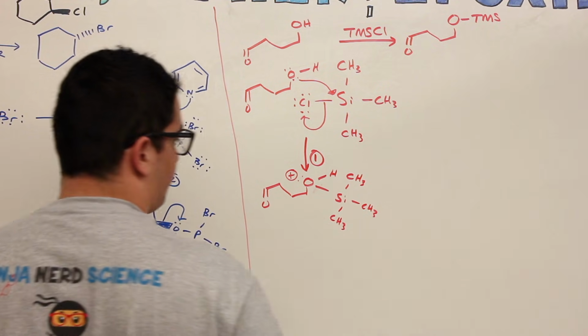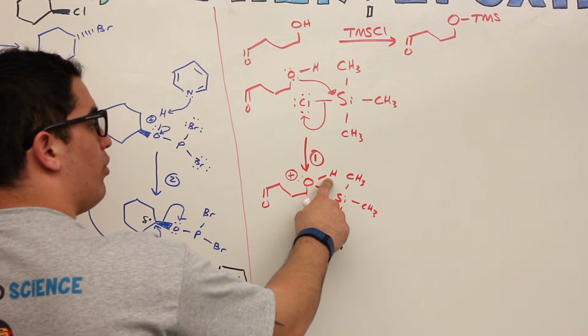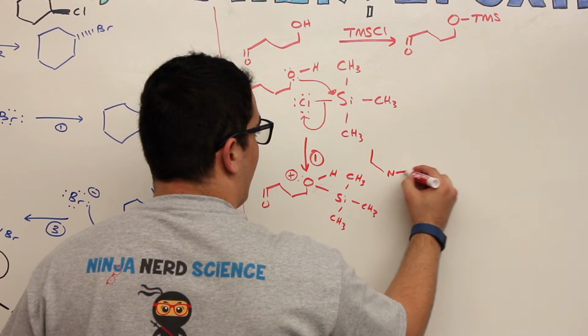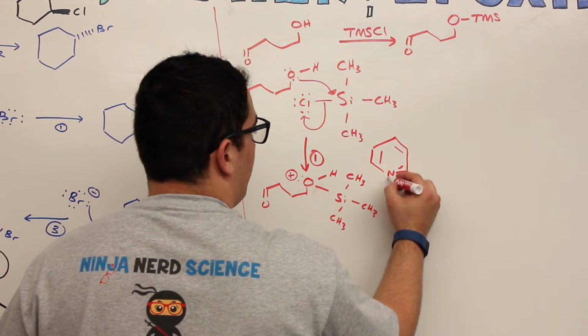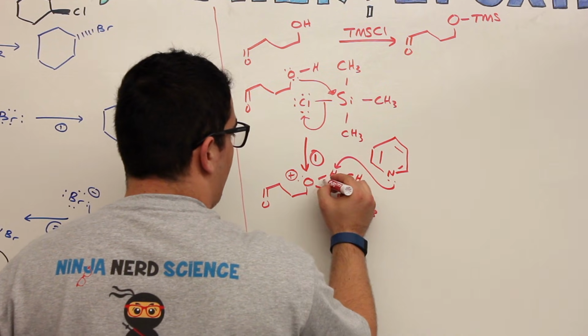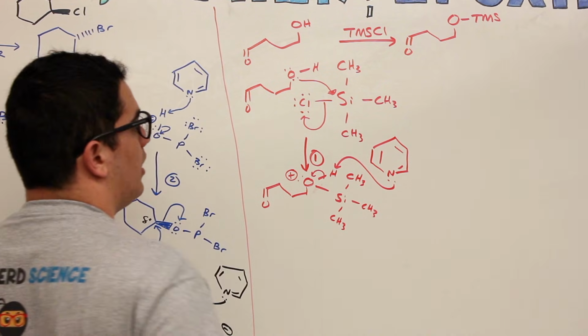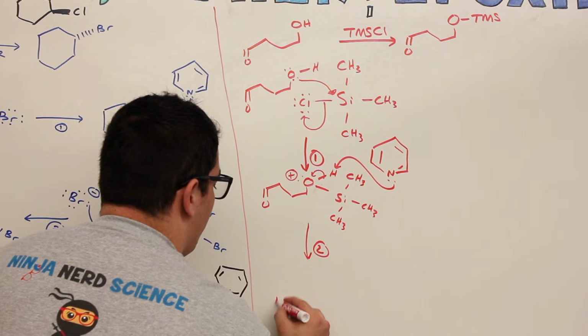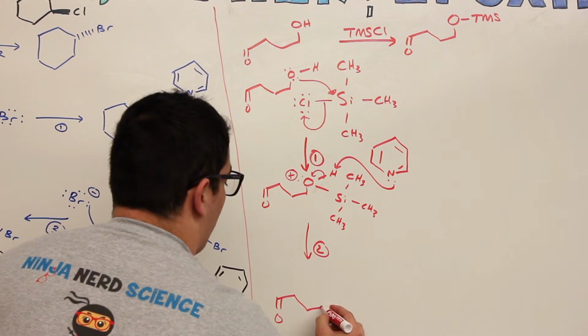Now what can we do? Remember the guy who comes in and pulls off that hydrogen? He's back, pyridine. And what can pyridine do? Pyridine can come in there and rip off that hydrogen. Then what do we get? Well, then we have our protected alcohol.